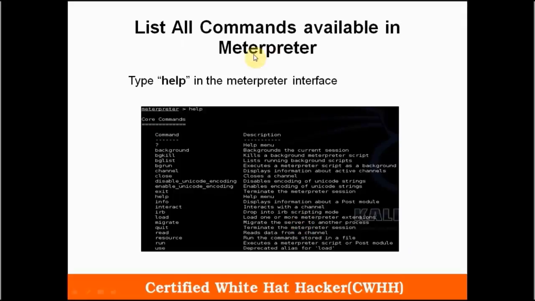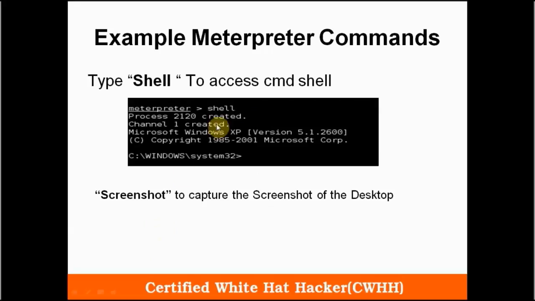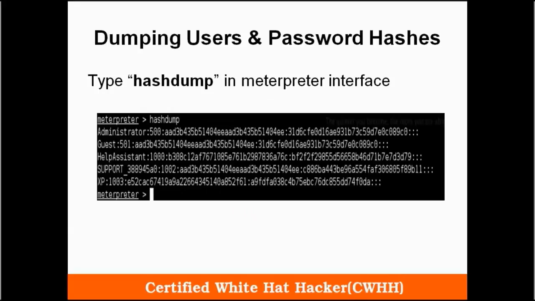You can list all the commands available for Meterpreter by just typing help in the Meterpreter interface, and you can see all the options over here. And you can type the shell command in order to access the CMD shell, and screenshot in order to take a screenshot of the computer. And you can type hashdump in order to dump the password hashes of that computer.